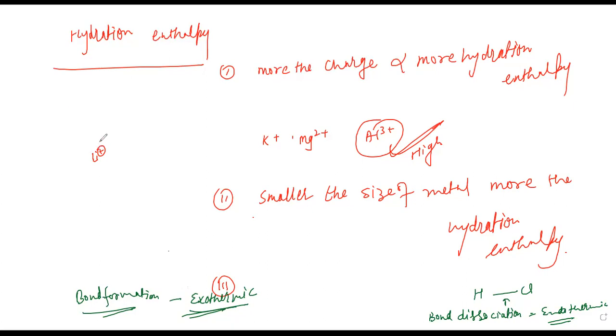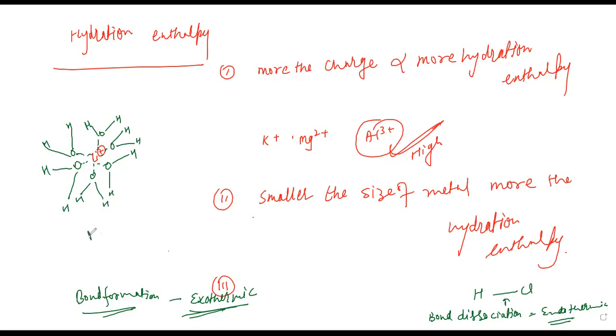So how much? If a smaller size is there, more bonds will form with the water molecule. More bonds, more attraction. In case of a small size, attraction will be more. If the ionic size is small, a strong bond will form with the water molecule, so more energy will be released. Getting it?